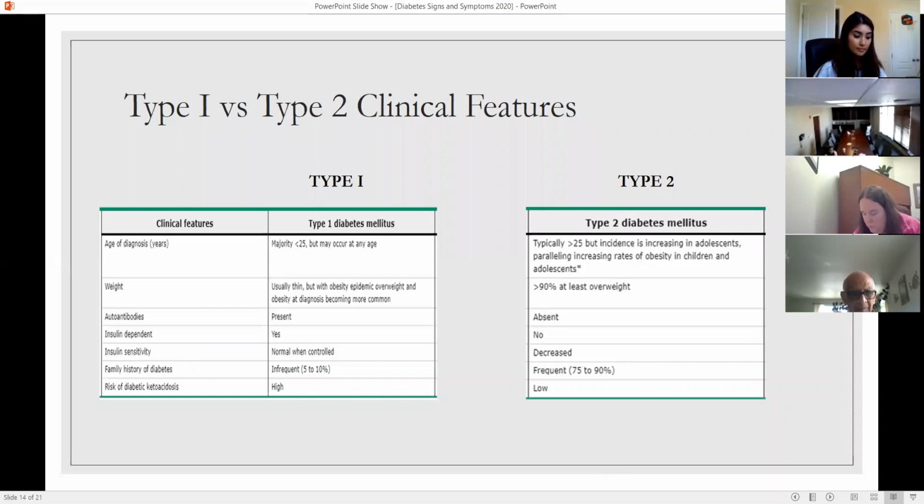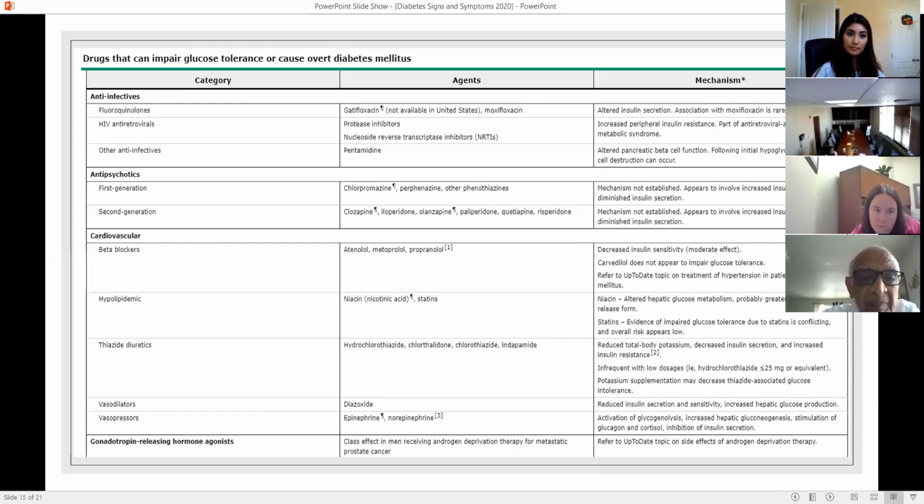So this slide reiterates what we talked about in terms of differentiating between the two, and I felt it is up to date if you wanted to go back and look at that. Next slide. And then just keep in mind that some medications can impair your glucose tolerance or cause overt diabetes. I just put this slide in here so you're aware of these things. Thiazides, a lot of our patients are on these anyway, so look at their med list and see what their risks are. Next slide.